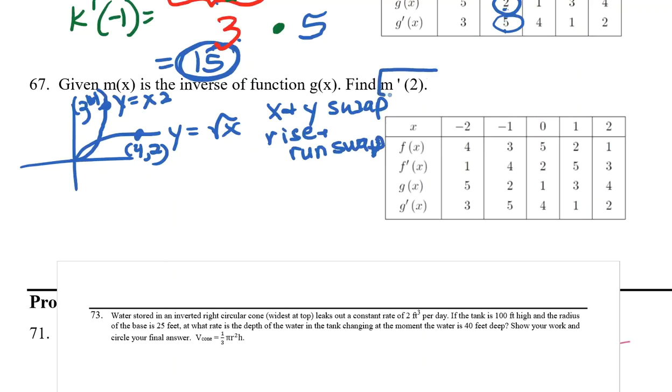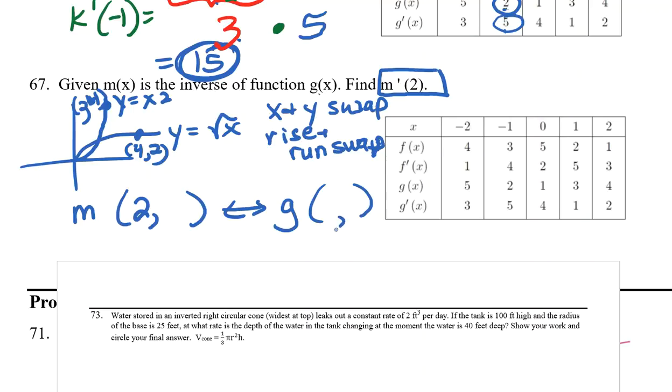So the problem here, we're looking for m prime of 2, but notice our table has nothing to tell us about m. So we would like to find a point on m where x is equal to 2. So we don't know that, but we do know about its inverse function g. So let's look for a point on g where the y-coordinate is 2. And that's all it amounts to. So the x's and the y's trade places. So look at our g line here, and the y-coordinate is equal to 2 when the x-coordinate is -1.